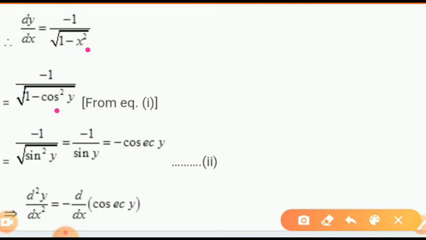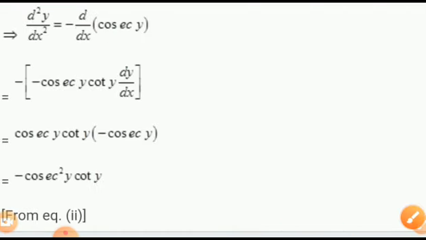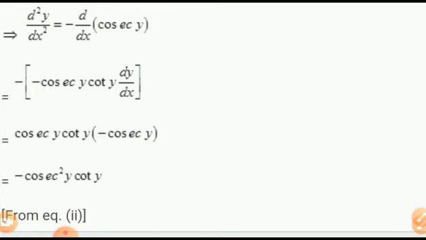Now check whether you will get the answer in terms of y itself. Yes, because the right hand side is only in terms of y. So the derivative of cosec y. What is the derivative of cosec y? It is nothing but minus of cosec y cot y. So here it is minus of cosec y cot y into, since we are taking it with respect to x, dy by dx. So I'll be getting the answer as minus of cosec square y into cot y.